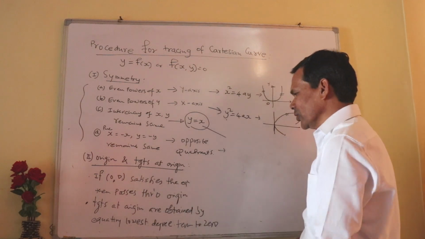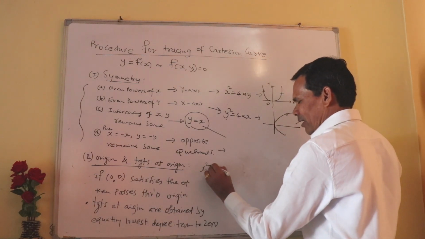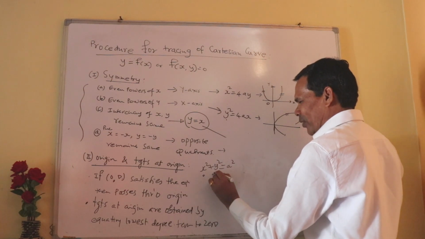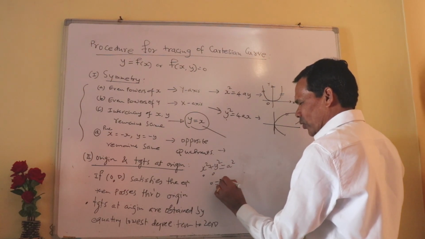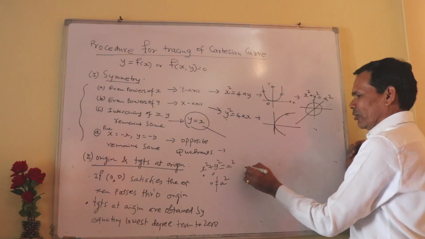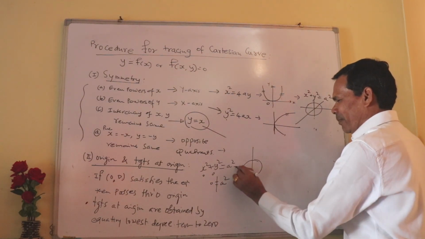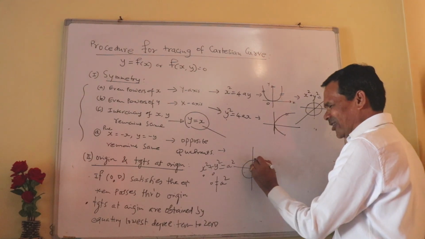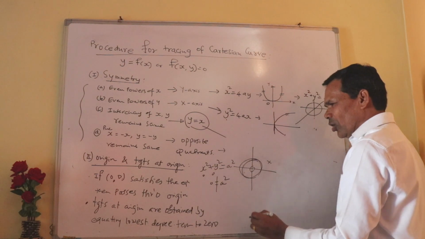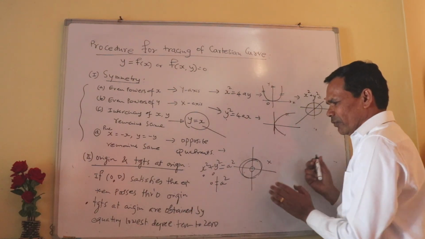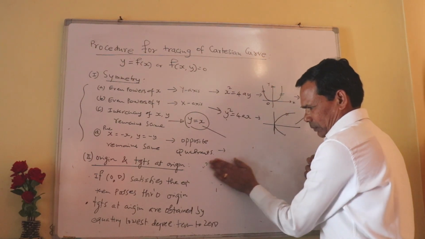Now, consider the circle x square plus y square is equal to a square. If I put x is 0, y is 0, it means 0 is equal to a square, which is not satisfied. So the curve does not pass through origin. If you observe the circle, no branch of the curve passes through origin. So we cannot find tangent at origin for this particular curve.